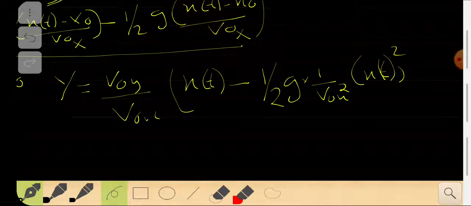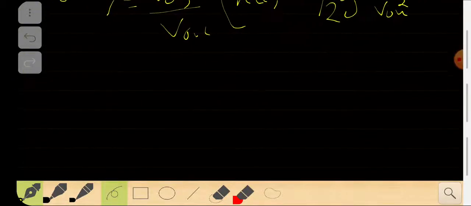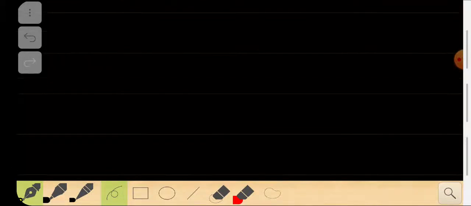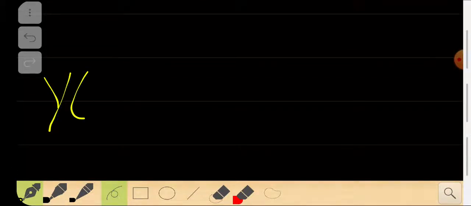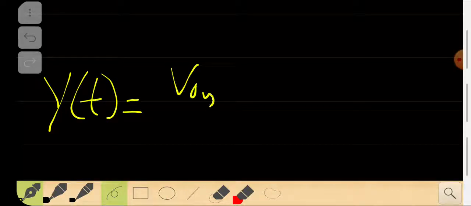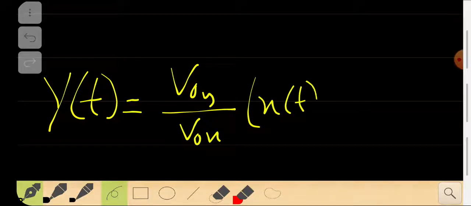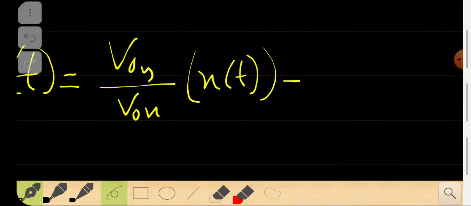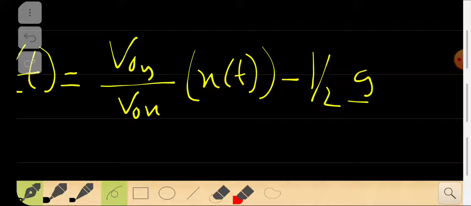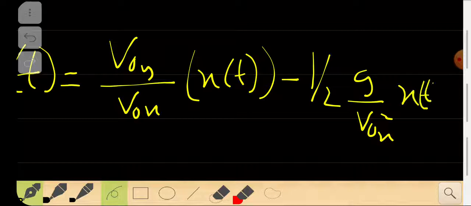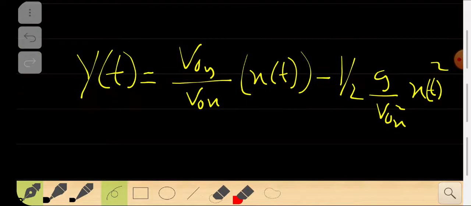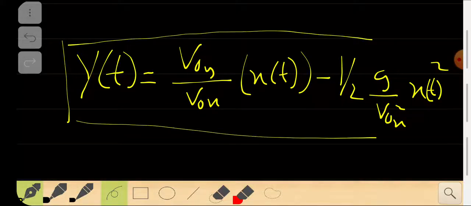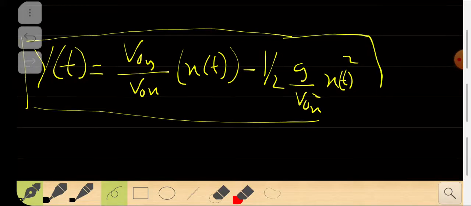Now this is an equation where there is y. I'll write it down neatly below so that it's much more clear. So y of t, this is the orbit equation without v0, y0 and x0. So it's v0y by v0x times x of t, minus half g by v0x the whole square times x of t the whole square. So that's the equation, and this equation is called the orbital equation. This is the equation for orbital motion.